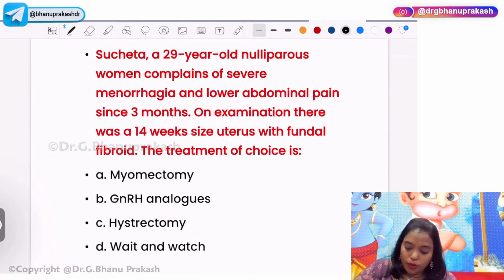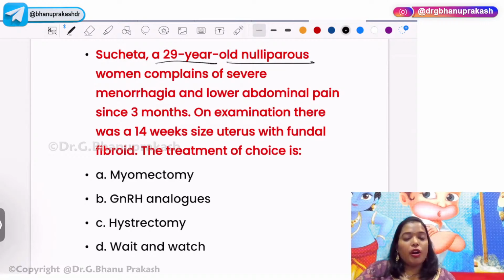See, it is such a huge fibroid. She is nulliparous. She is 29. Does she want to conceive in future or not? She wants to conceive, no? Correct, Pratyusha. Any nulliparous, best treatment is myomectomy. Nulliparous, always the best treatment is myomectomy. Understood?